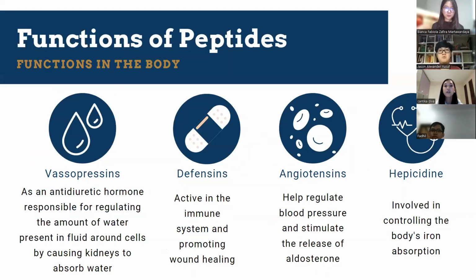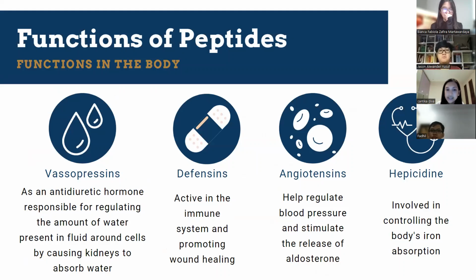Okay, and here are several functions of peptides in our body. We have a wide range of peptides that are applicable in the medical field and are also already there in our body. These are a few functions of it. We have vasopressin that acts as an antidiuretic hormone responsible for regulating the amount of water in our cells by causing our kidneys to absorb the water.